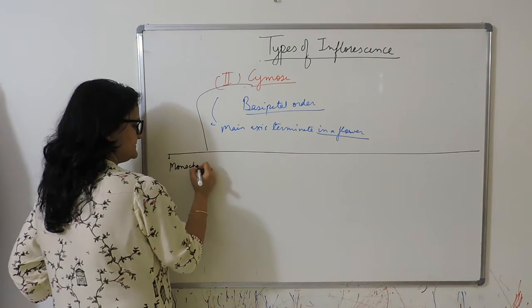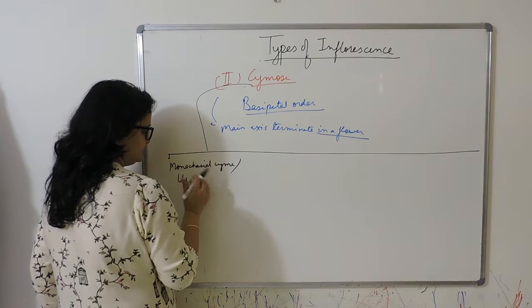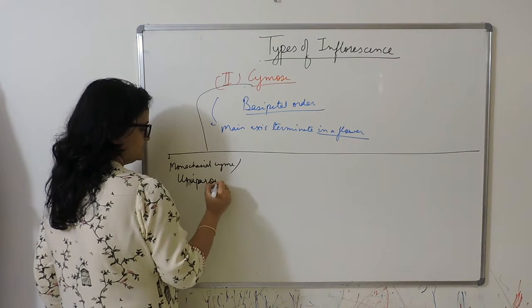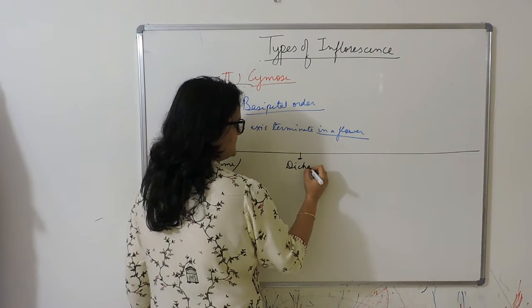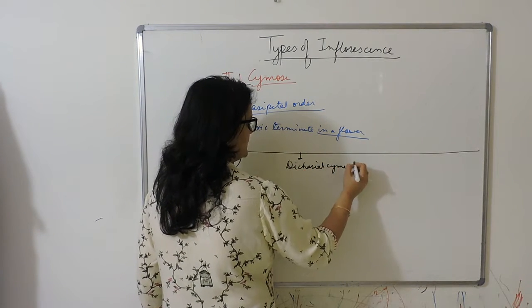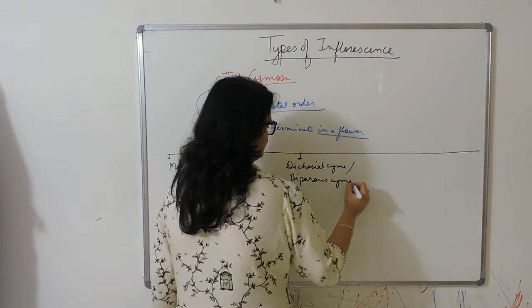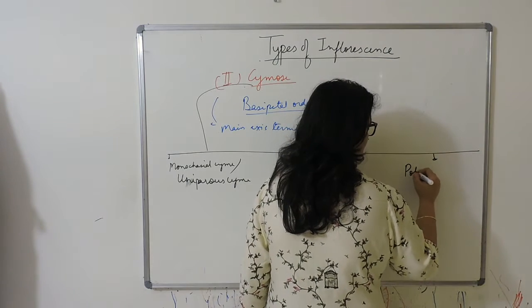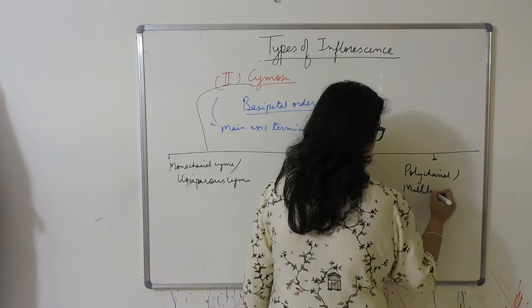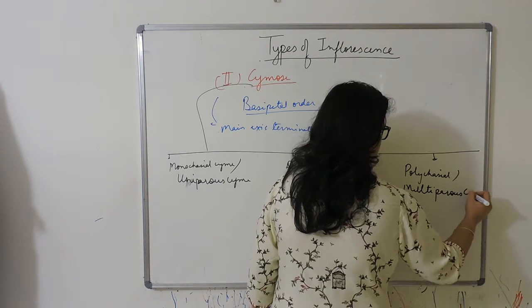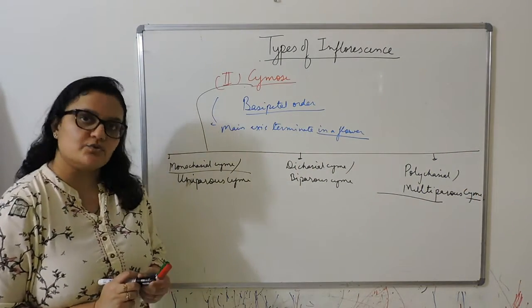Monochasial cyme or uniparous cyme. Second, dichasial cyme or biparous cyme, and the third one is the polychasial or multiparous cyme.